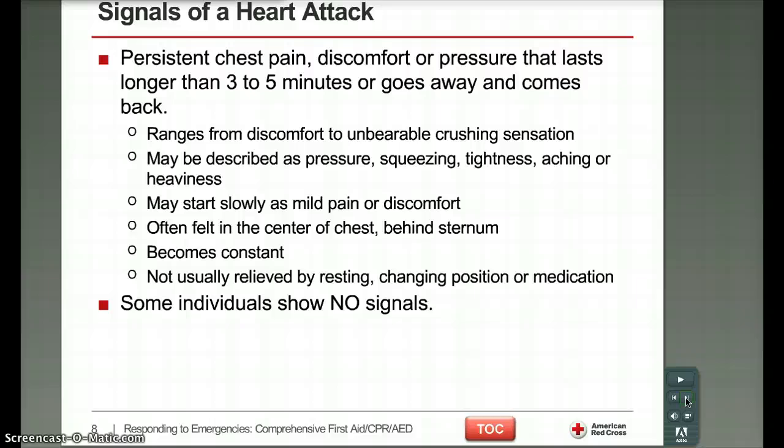May start slowly as mild pain or discomfort, often felt in the center of the chest behind the sternum. Becomes constant, not usually relieved by resting or changing position or medication. And just so we also know, there are some people who will show none of these signs, but chest pain is the most obvious sign and symptom for all.